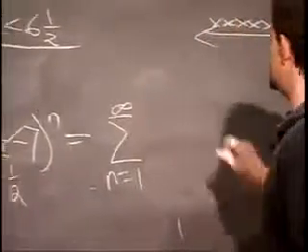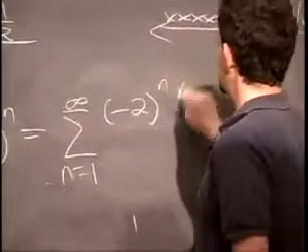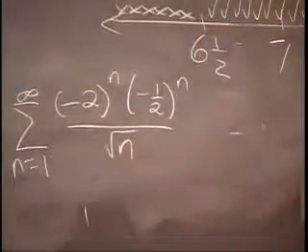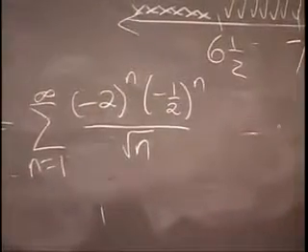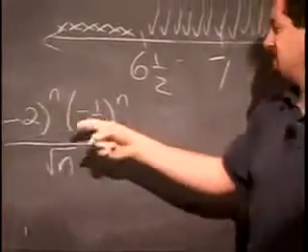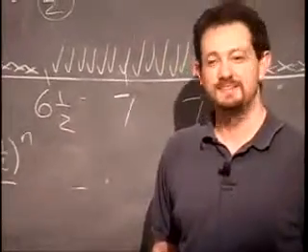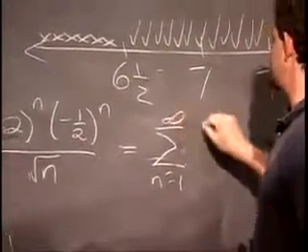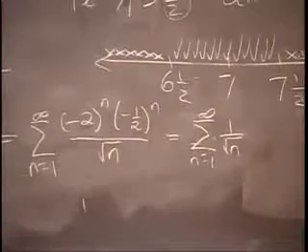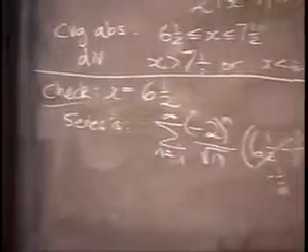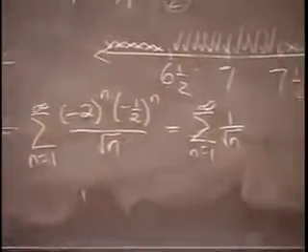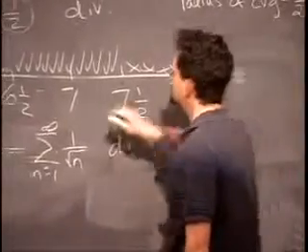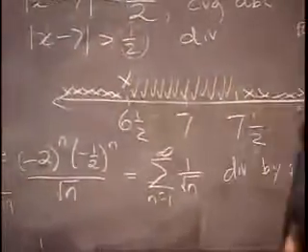Another way of writing this is minus 2 to the n times minus 1/2 to the n over root n. Well, a to the n times b to the n is just ab to the n. So you can multiply the minus 1/2 and the minus 2 and get 1. So this is just the sum from n equals 1 to infinity of 1 over root n. Does that converge or diverge? That's just a regular old series. Diverges by the p-test. So we have discovered that this endpoint here diverges.